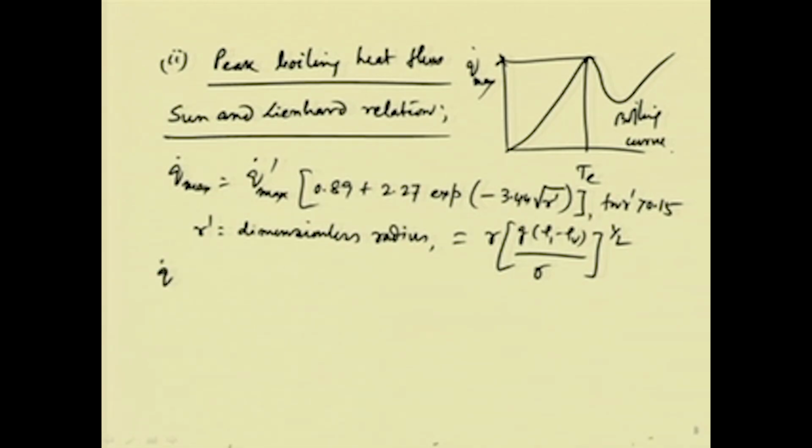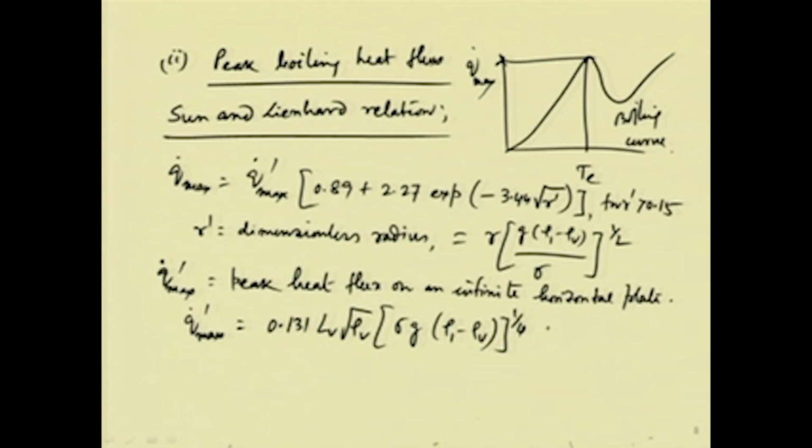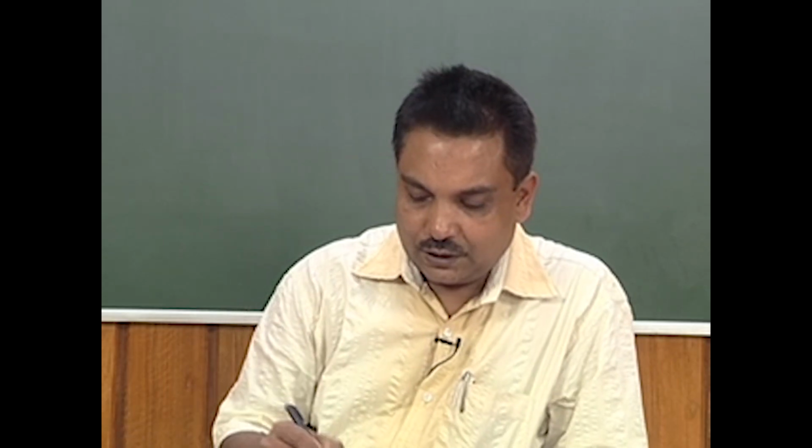and Q dot max dashed is called peak heat flux on an infinite horizontal plate. And Q dot max dashed is given by 0.131 LV then root over of rho V into sigma g into rho L minus rho V whole to the power 1 by 4, and this is watt per meter square. So, this is about the different correlations for critical heat flux.